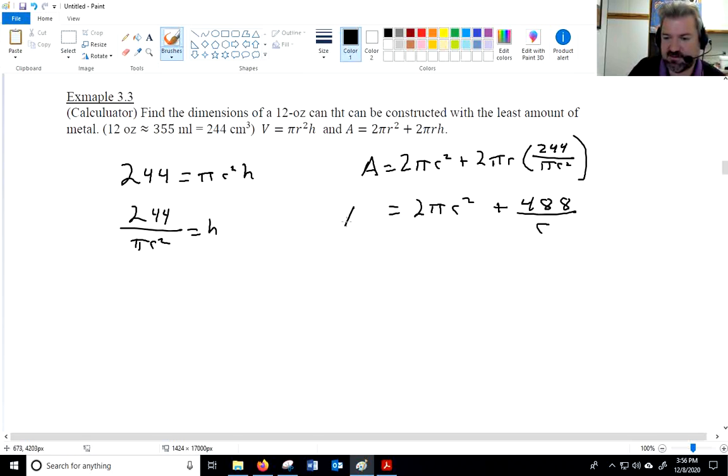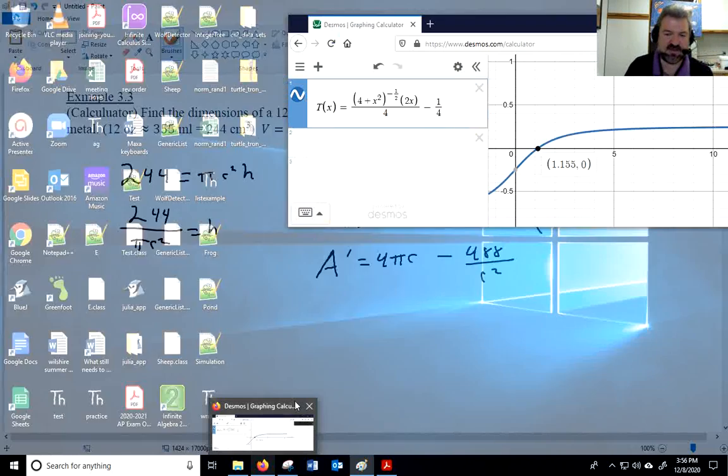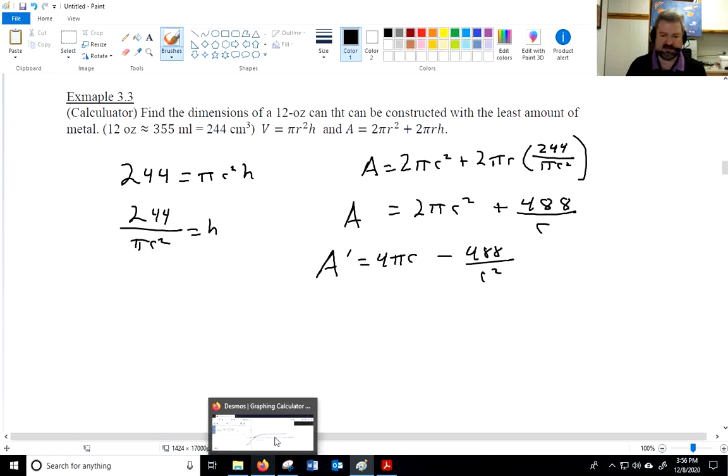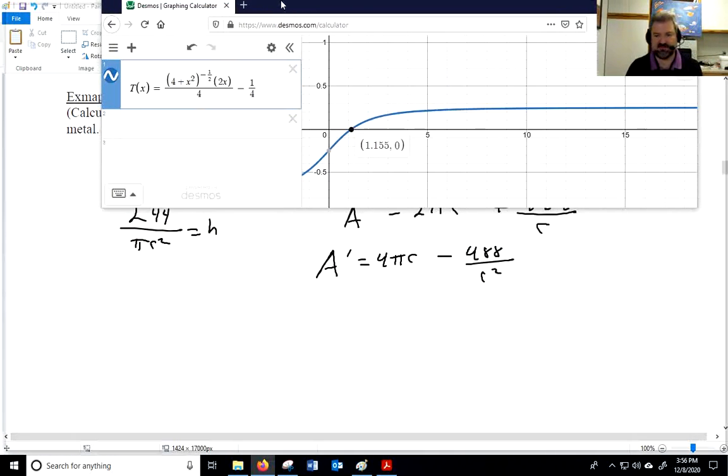Okay, so let's take a look at this one. We have area is equal to that. Let's find area prime. Pi is just a constant, r, minus 488 over r squared. And let's graph it. Notice you would love to be able to do the candidates test, but I can't do the candidates test on this.